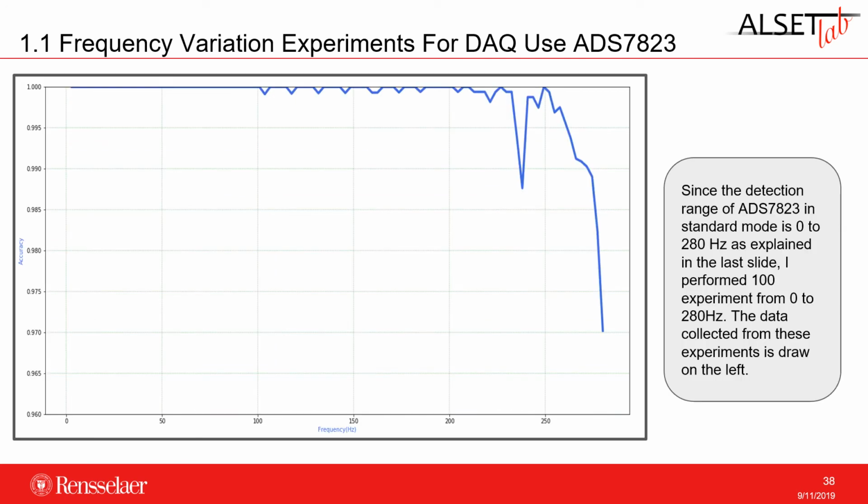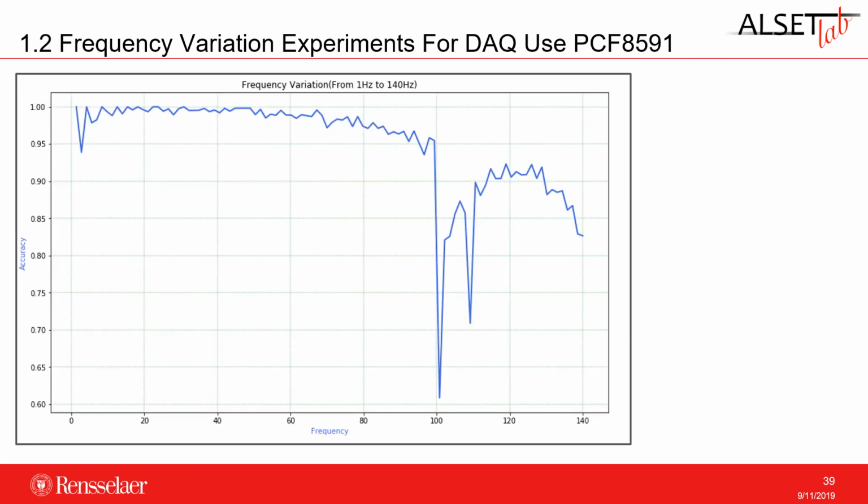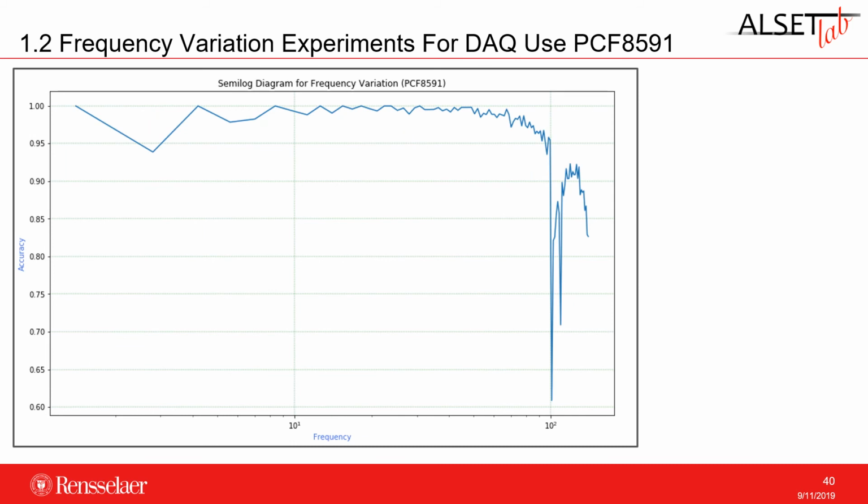Since the detection range of ADS7823 in standard mode is 0 to 280 Hz, as explained in the last slide, I performed 100 experiments from 0 to 280 Hz. The data collected from this experiment is drawn on the left. The data of the frequency variation experiment for PCF8591 is also drawn here, and then the semi-log diagram.